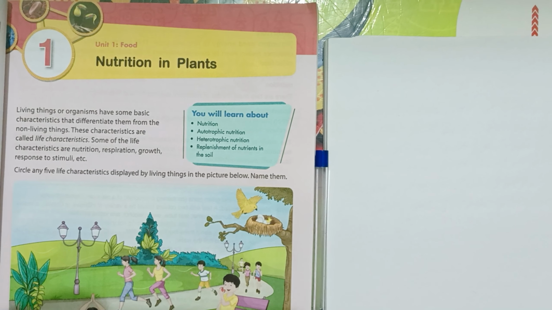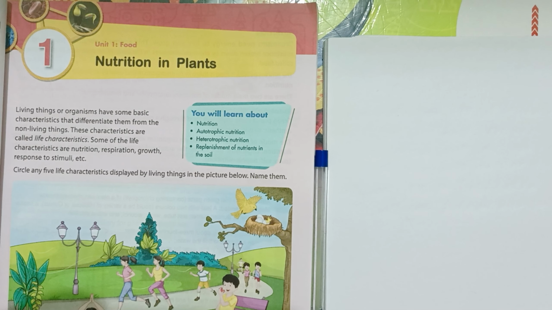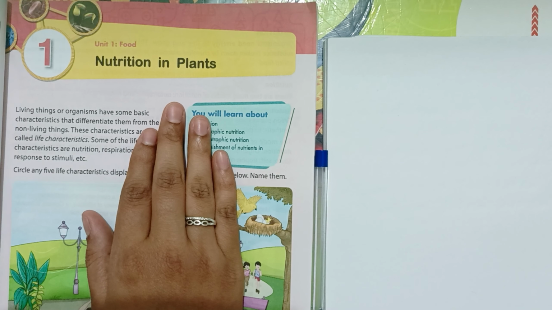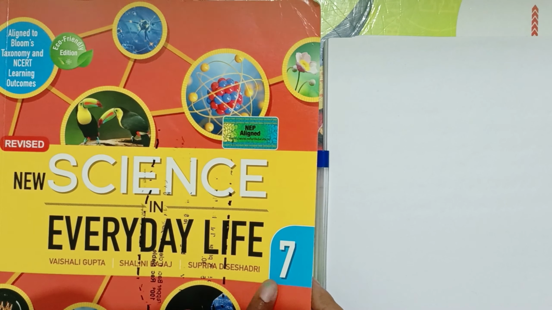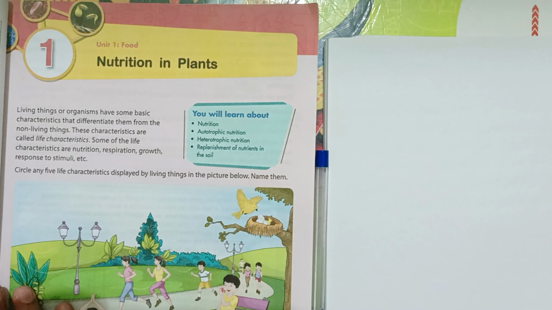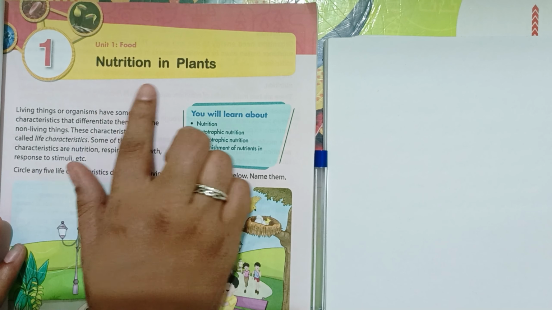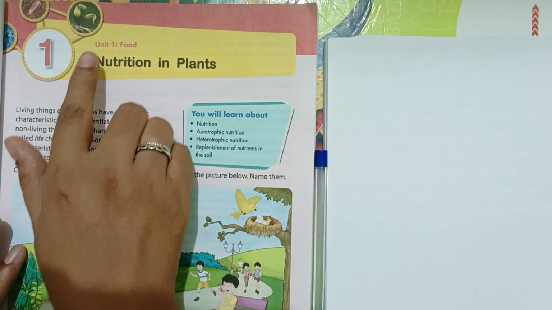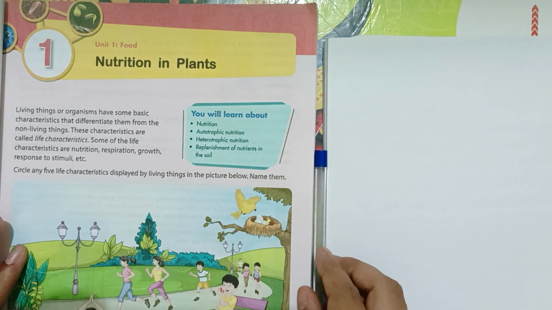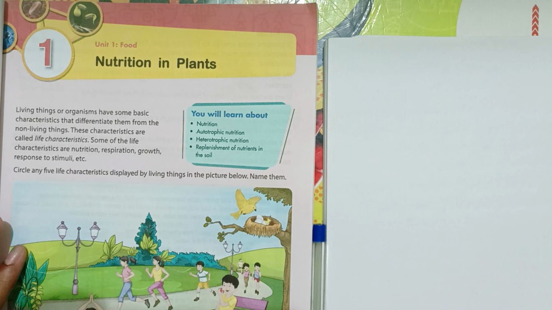Okay, so today I'm very much excited because we are going to start with the first chapter of the science syllabus of class 7th, that is of NCERT. The name of the first chapter is Nutrition in Plants, which comes under Unit 1, Food. So let us start with the chapter.